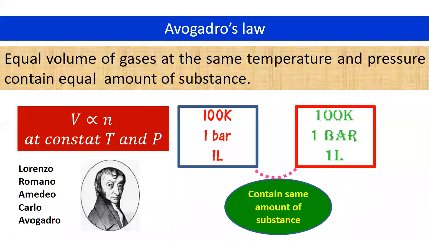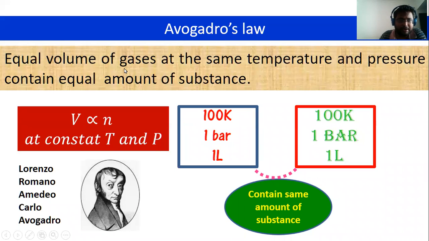Now let us look at another law. This is Avogadro's law. This is another important law. This looks pretty simple, but you can think that at that time it was very difficult. They had no idea, no instrument, nothing: no laptop, no mobile, no internet. So they were doing all these things.